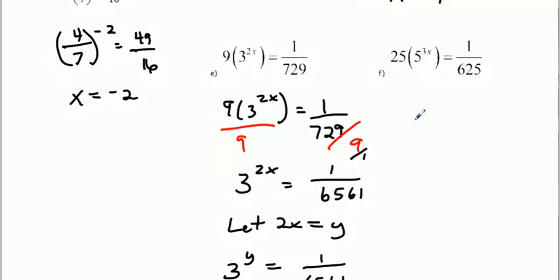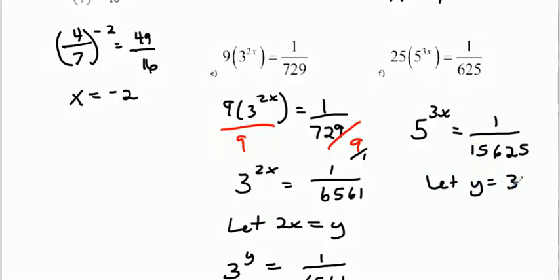Okay, so we've got 5 to the 3x equals 1 over, and this is going to be 625 times 25, which is a big number, 15,625. And so we're going to let y equal 3x. So 5 to the y equals 1 over 15,625.